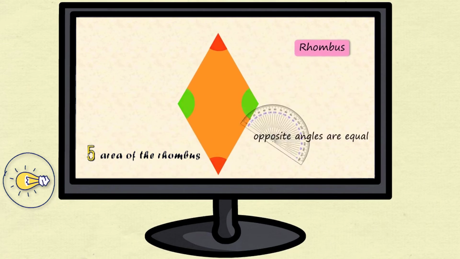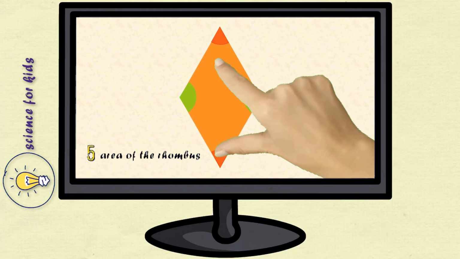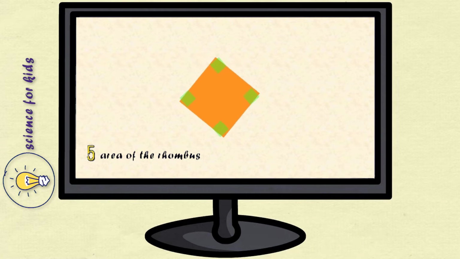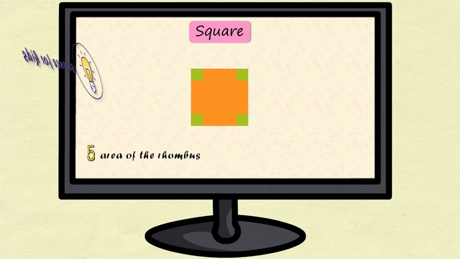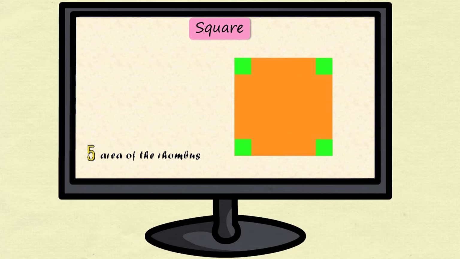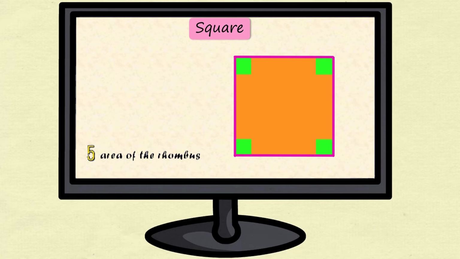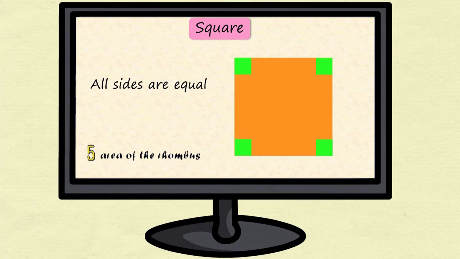But if we just squeeze this rhombus, it will convert to a square. If we rotate it, we can see that this is the most common shape for a square. You see, a square is a quadrilateral with 4 equal sides. But what's the difference between a square and a rhombus?